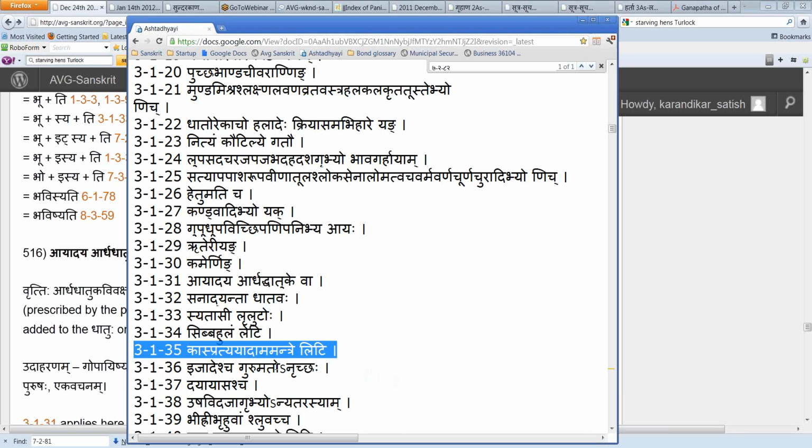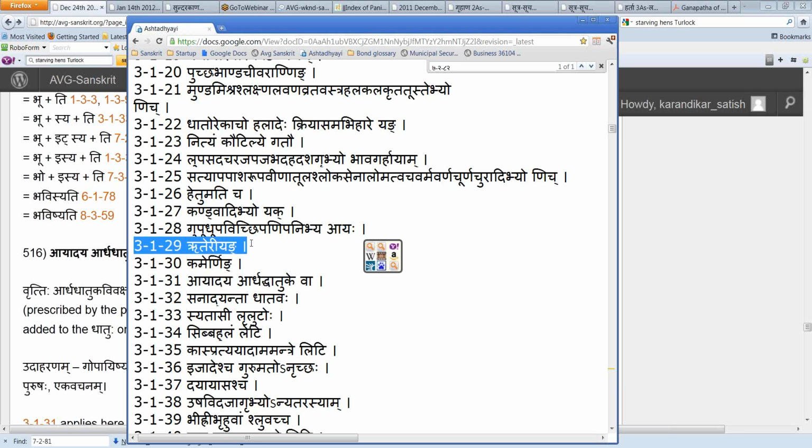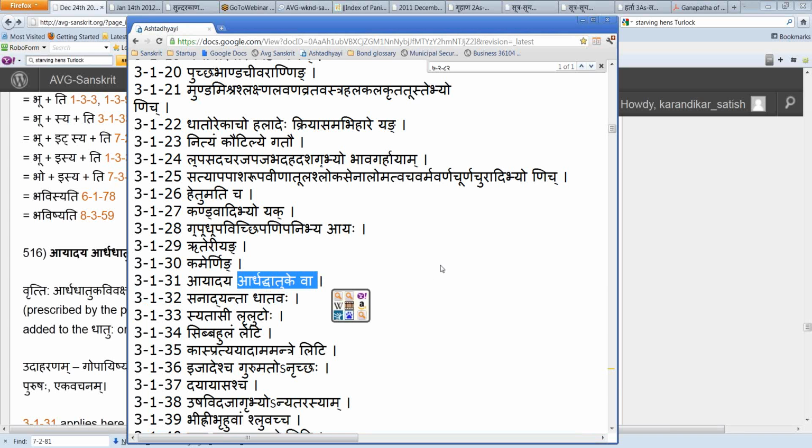So that's what I'm saying, that rather than just blindly memorizing the vrittis of sutras, see what's going on around here. So this must be telling us something about the ayadayaha, which is starting from here. This gupu dhupa vichi pani panibhya ayaha, and then this one we didn't study, 3129, which is ruteri yang, and then kamer ning. So these three pratyayas, which is aya, then the iyang, which we have not studied, and then the ning pratyaya, kamer ning. So these three are the dhatu ke va. Very straightforward, right?